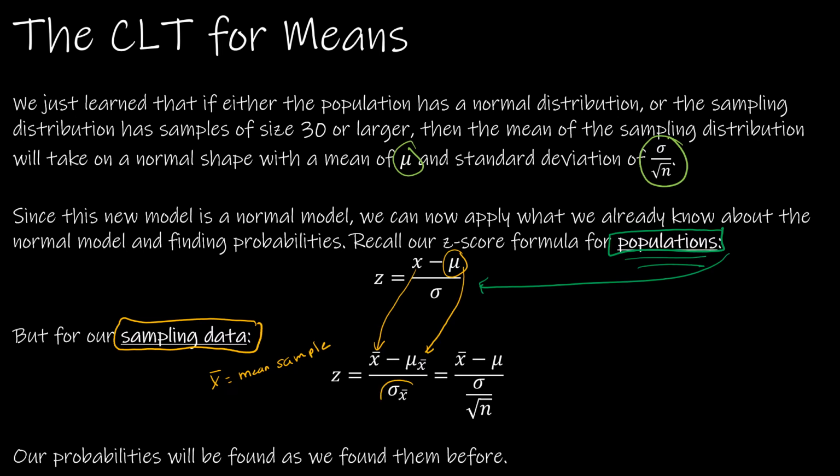And then remember the standard deviation of our sampling distribution was found by taking the standard deviation of the population divided by the square root of n. Once we do that, that's going to affect our z-score, but our probabilities are going to be found the same way that we did previously with all of our other z-scores. So if you still remember how to do all of that, this is going to be a bit of a breeze for you.